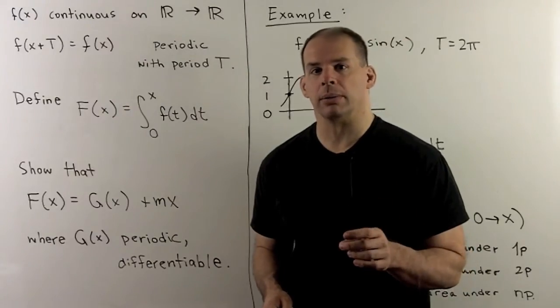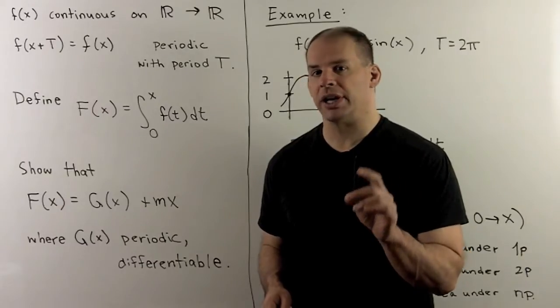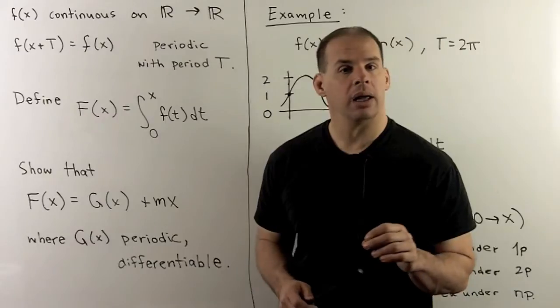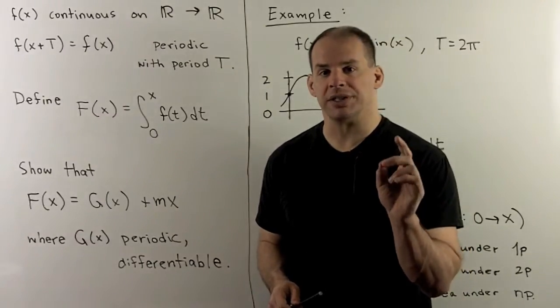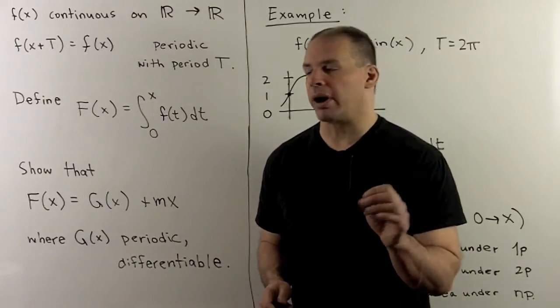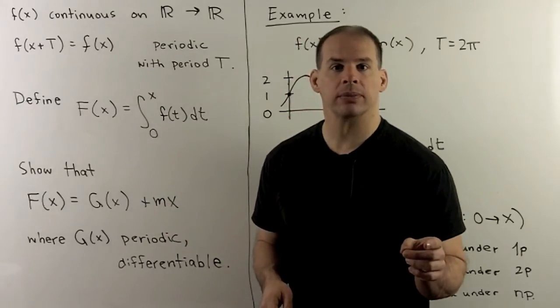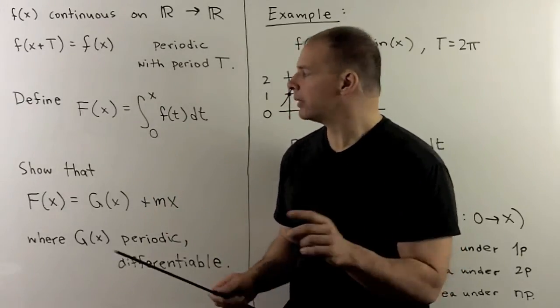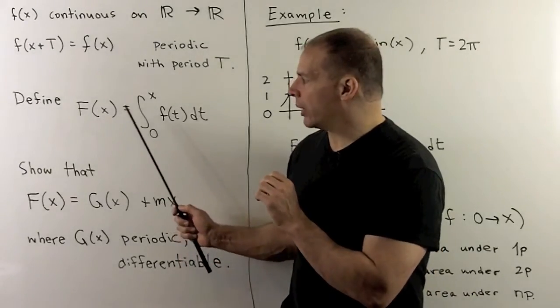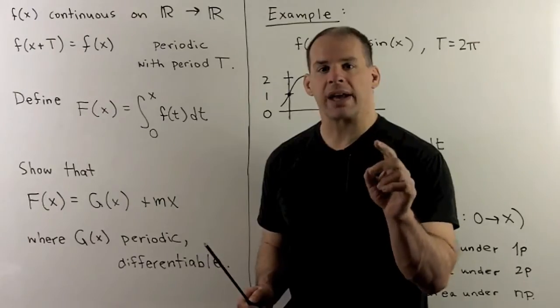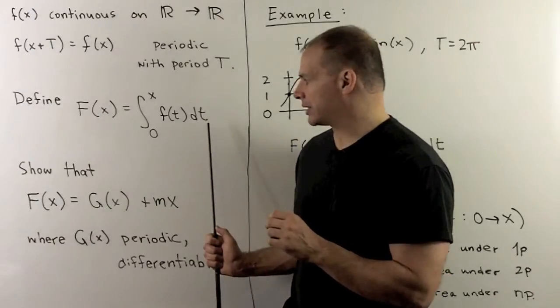Consider the following problem. We have a continuous function f from the real numbers to themselves. f is periodic with period t. So for any real number x, we have f of x plus t is equal to f of x. And we'll define a new function, capital F, evaluated at x, given by the definite integral from 0 to x of f of t with respect to t.